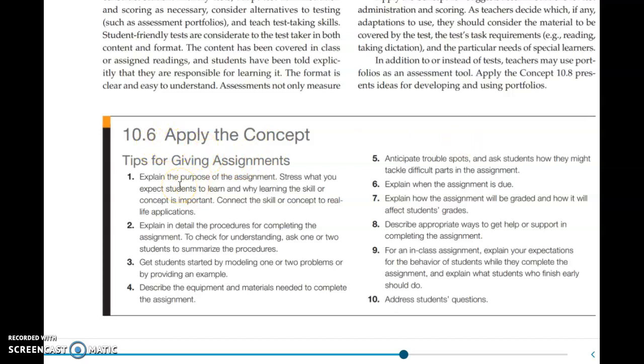So again, explain the purpose, get students started by modeling one or two problems. You can provide them examples before they leave to complete on their own. That way you would know if they're on the right track. Okay, we're going to do 2 problems today before you leave. I'm going to show you how to do one. We're going to do one together, and then you're going to do the rest when you get home. Something like that, right? So they know what to expect.